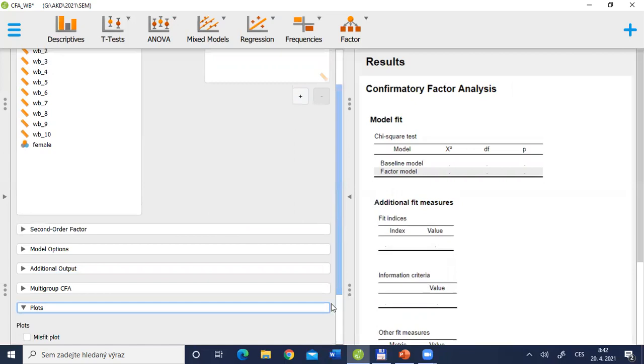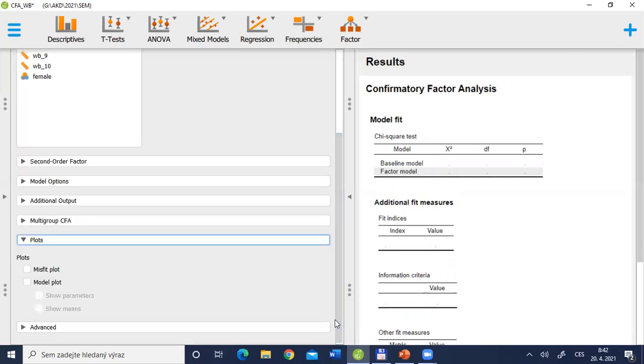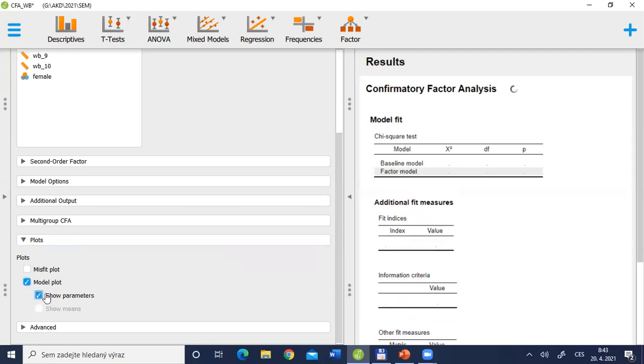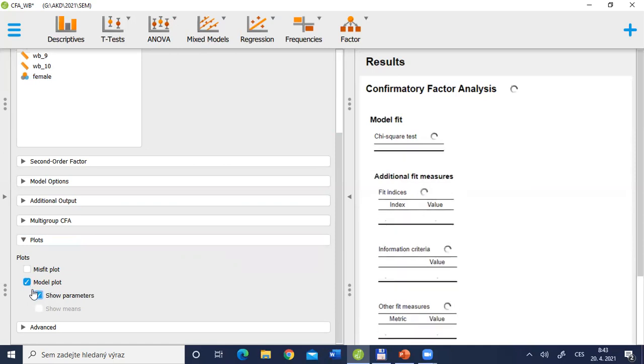Here it is, and the basic plot, which is usually also published in books and articles, is the classical plot for the model, and it is called model plot. Unfortunately, here you cannot ask to show the levels of individual parameters, but you can ask to show the description. So you can ask to show parameters. So I would ask for model plot and show parameters.